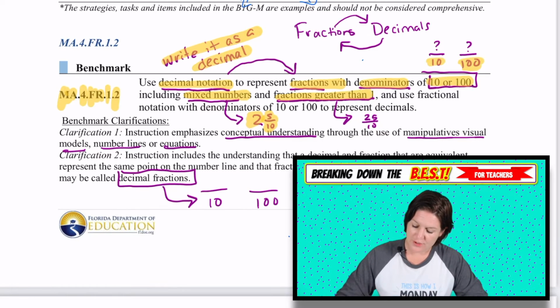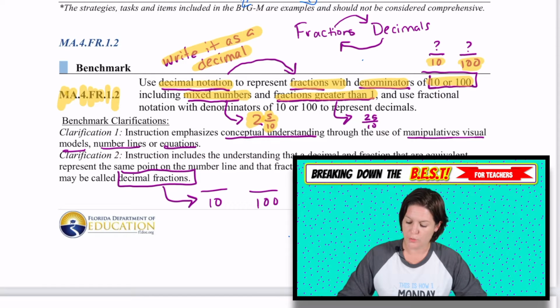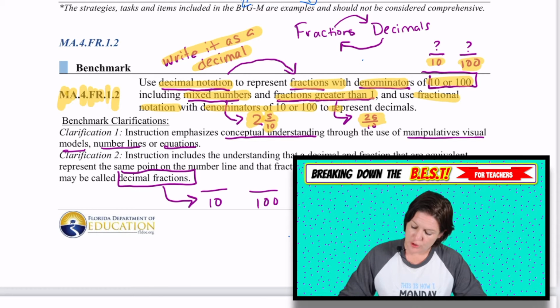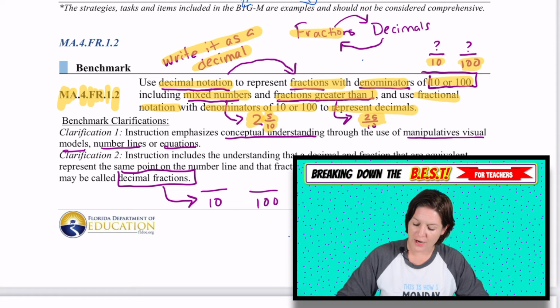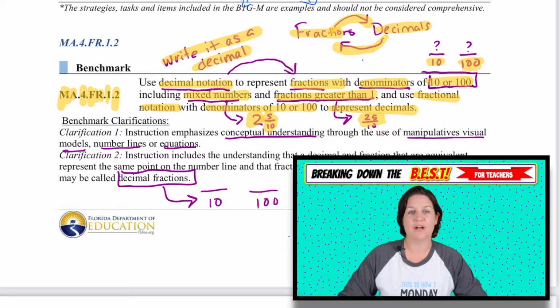And also fractions that are greater than 1, which would be where the numerator is greater than the denominator, like in 25/10ths. We'll use fractional notation with denominators of 10 or 100 to represent decimals. In short, we will be going from fractions, converting them into decimals, and decimals into fractions, only using denominators of 10 and 100, okay?